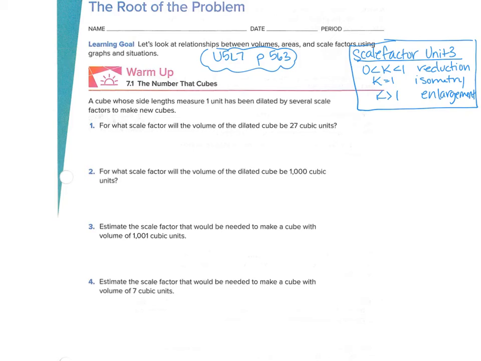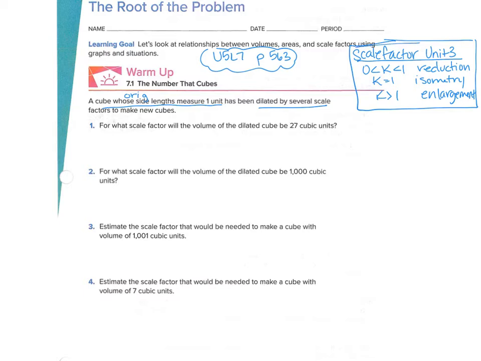Hi Geometry, this is Unit 5, Lesson 7 on page 563 of our workbooks. So in this problem 7.1, we're being given a cube whose side length is 1. This is my original, and it's been dilated by several scale factors to make new cubes, bigger or smaller depending on the scale factor.